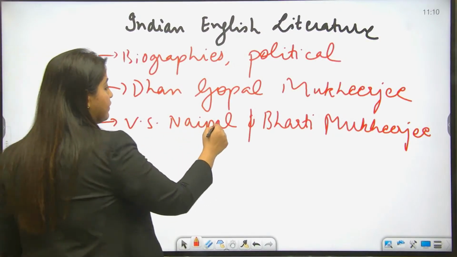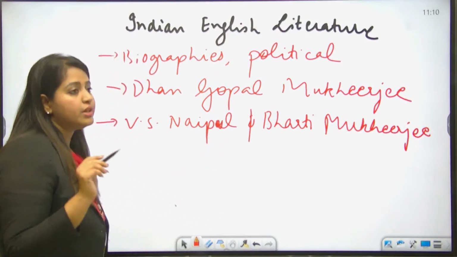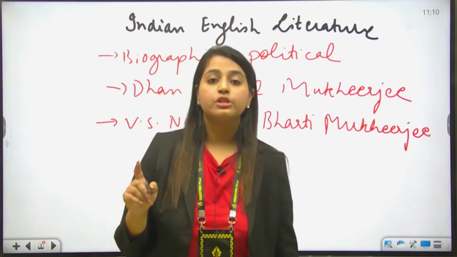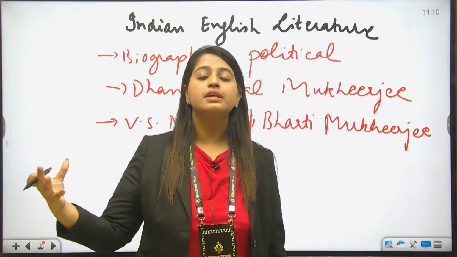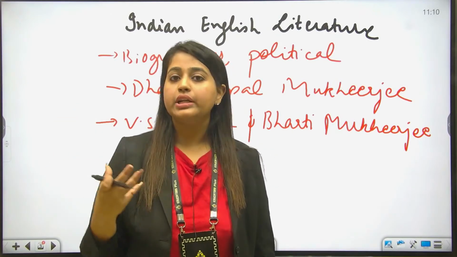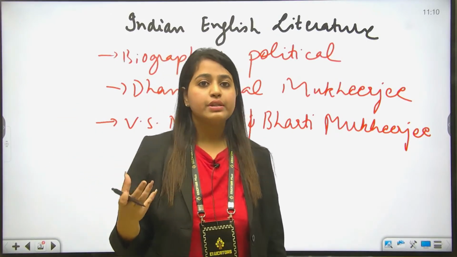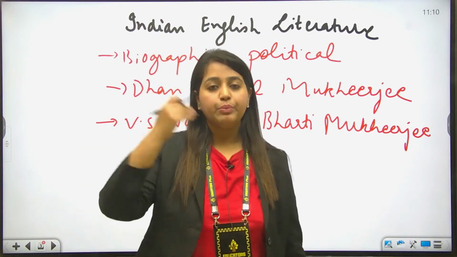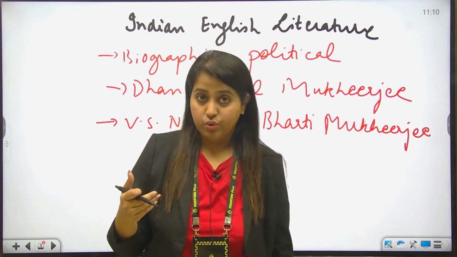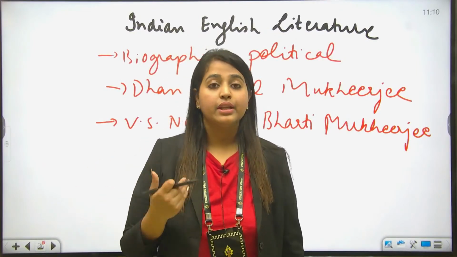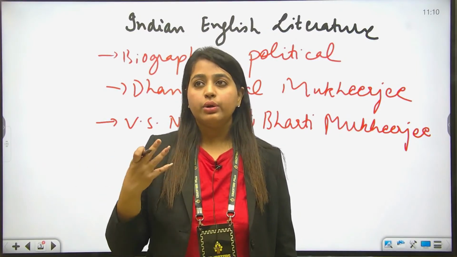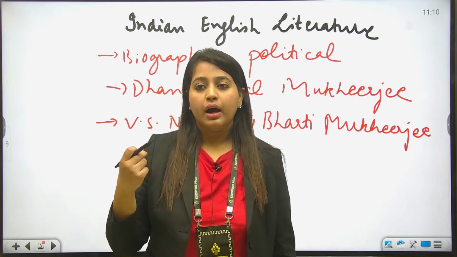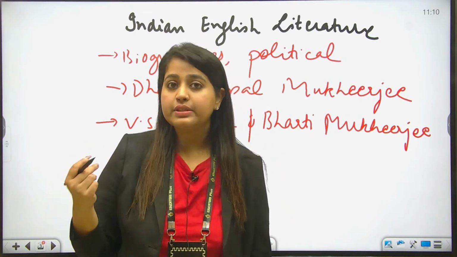So V.S. Naipaul and Bharti Mukherjee rejected the labels. Please remember this. Also, how the Renaissance came into existence in modern Indian literature. If you see in English or British literature as well, the previous years were known as the Dark Age. Why? Because there were a lot of wars, and there was not any emergence or flourishment of literary works in literature.